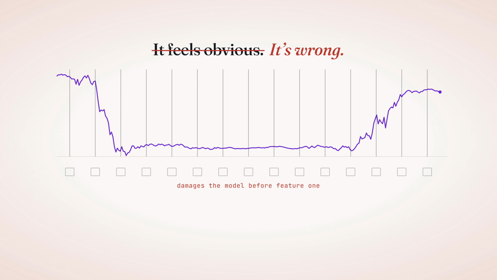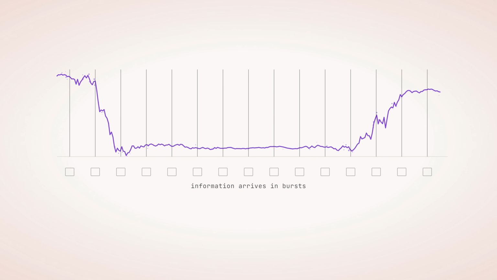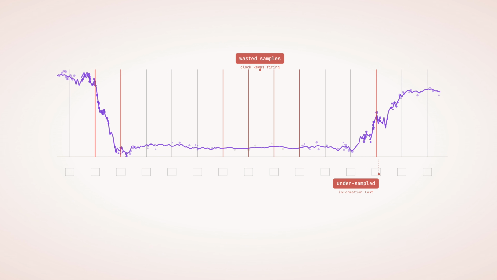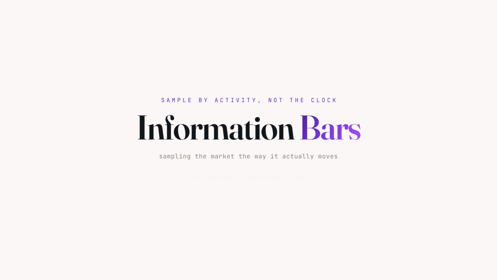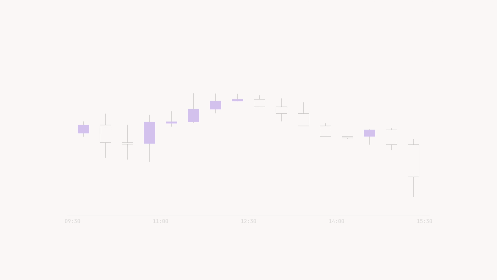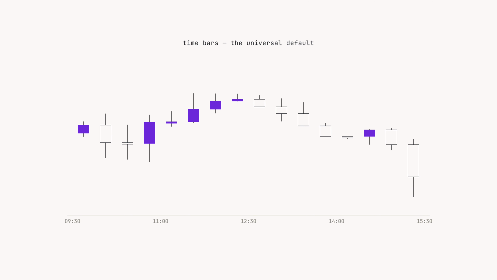It releases it in bursts. And sampling on a fixed clock means you're taking most of your snapshots when nothing is happening, and too few when everything is. There's a better way to slice time, and almost nobody in retail uses it. Marcos López de Prado wrote it down years ago. Let's actually understand it. Start with what everyone uses: time bars.